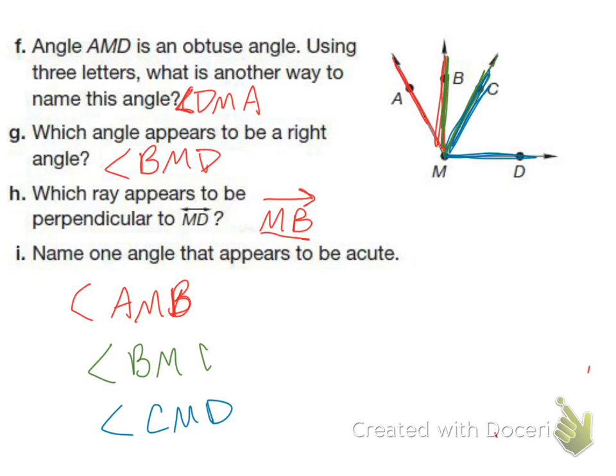Okay? There's even one more. I could also say AMC. Okay? So there are lots of different ways to name angles.